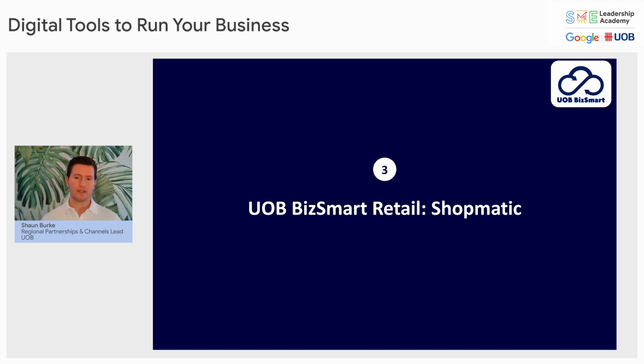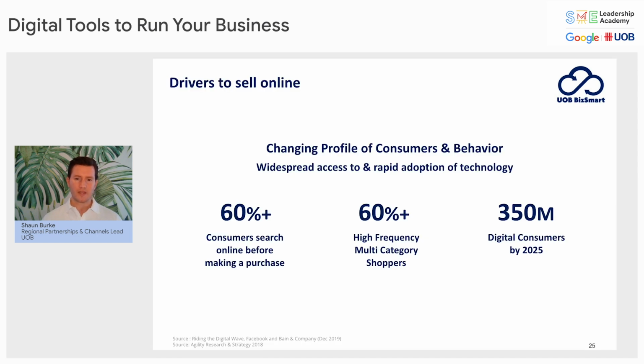Next up, we're going to look at the retail space. And for this, we have our partner, Shopmatic. So one of the big challenges around retail is the changing profile of consumers and their behavior, which basically means more consumers are searching online before making a purchase decision. There's a much higher frequency of multi-category shoppers, so there's not always that ability to seamlessly categorize them and target them as you would before, and digital consumers are increasing.